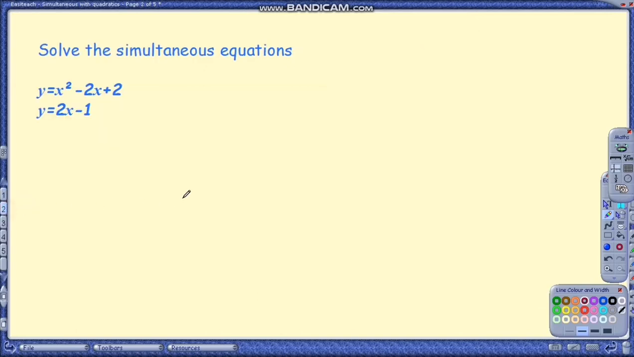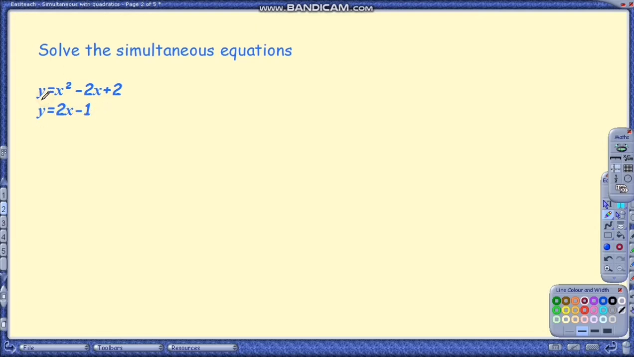So number one, solve the simultaneous equations y equals x squared minus 2x plus 2 and y equals 2x minus 1. If this appears on a non-calculator paper, chances are you should be able to solve this using factorization. So let's have a go at this question. It tells you that y is equal to x squared minus 2x plus 2. But it also tells you that y equals 2x minus 1.